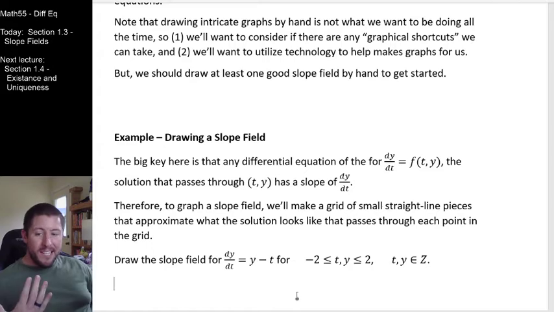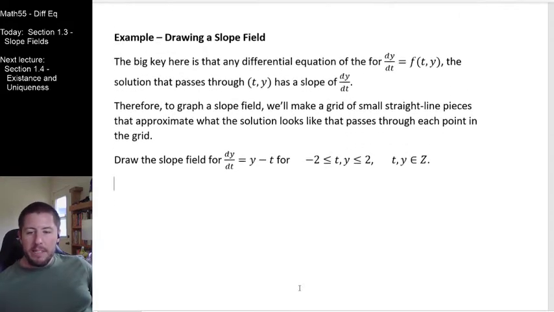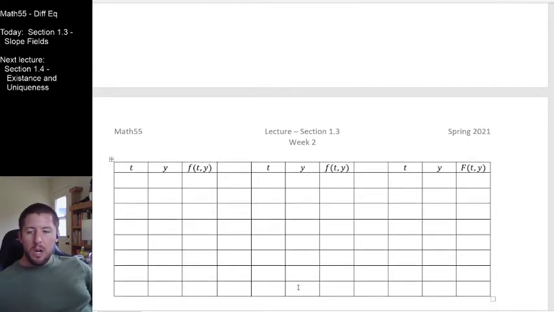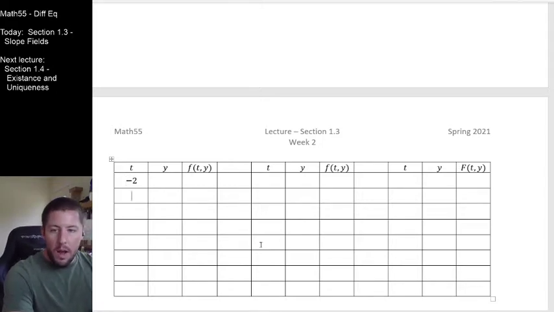So we need to compute 25 slopes, and then we want to graph a small line with that slope at each of the 25 points. What I've pre-set up for myself here is a table that we can go ahead and fill out with these values, right? Our goal is to get 25 values, all the combinations from -2 to +2 for t and y for their integer values. Then we'll identify their associated slopes right here. So what I'm thinking is I want to fill these in with what I know. I want these all to be here.